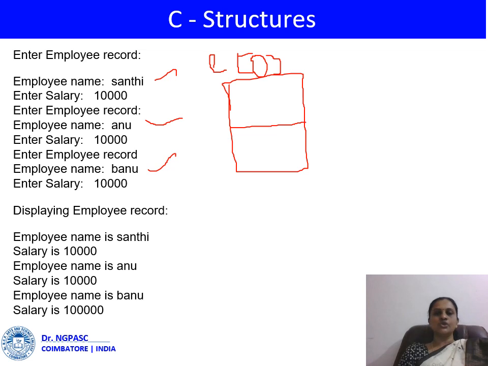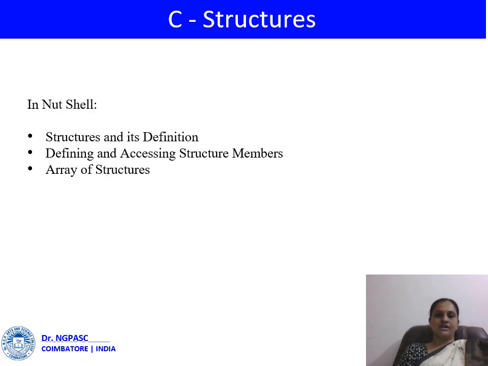Okay, so in a nutshell we have discussed, starting with structures and the definition of a structure, then how structure members can be defined and accessed, and how values can be initialized to those structure members, and finally we ended with the array of structures. So how an array of variables can be declared for the structure, how the memory will be allocated for those variables, and how we can access the data members in the array of structures. So these are the things we have discussed in this video.